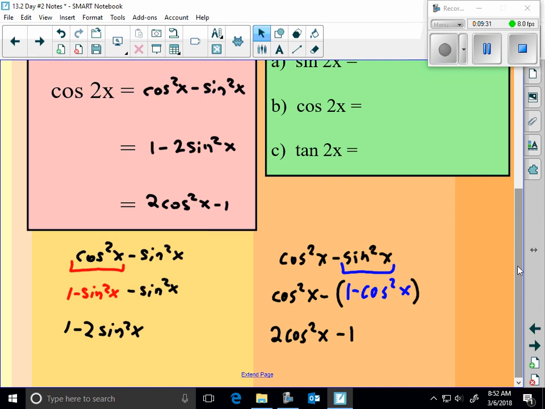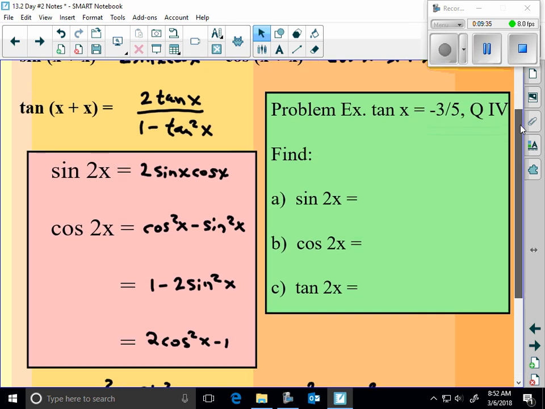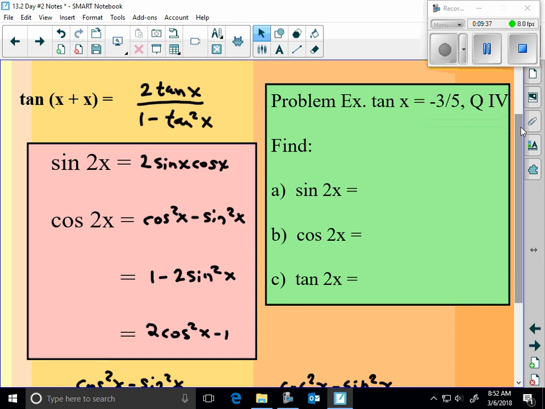Excellent. I would put those down somewhere safe. Make sure you got them. Make sure you study them. Now let's look at this example right here. I'm going to draw in quadrant 4 a tangent of negative 3/5. How did you know that so fast? Well, because I knew it. So I'm going to use the Pythagorean theorem. 25 plus 9 is 34. This should be the square root of 34 for our hypotenuse.